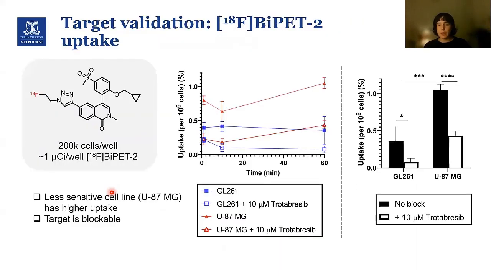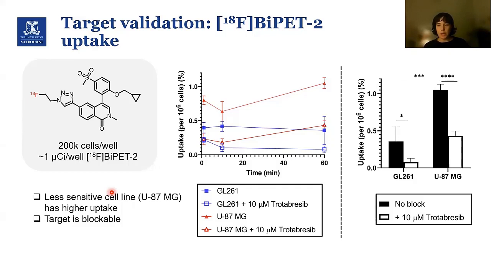Finally, we did some target validation with F18 BiPET 2 in an adherent cell uptake assay. We administered 1 microcurie of F18 BiPET 2 to 2,000 cells per well of U87 and GL261. In half of the wells, we pre-administered 10 micromolar trotabresib to see if we could block the target in these cells. Three things came out of this assay. We saw that the less sensitive cell line had higher uptake than the more sensitive cell line, indicating that the target expression might be higher in U87MG. We're currently investigating that with some Western blot studies.